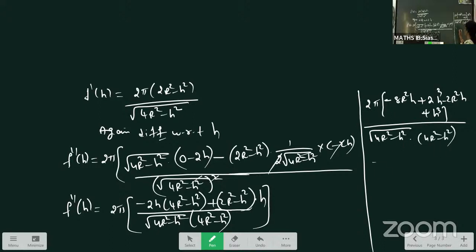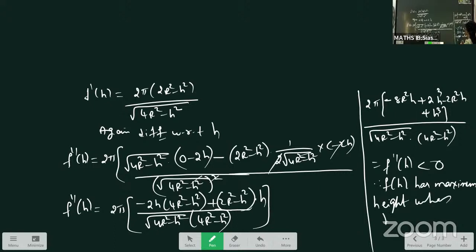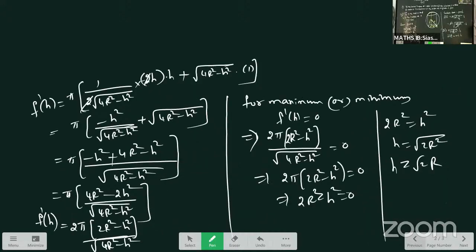However you do, we are getting the negative sign. So f double dash of h we are getting less than 0. So if it is less than 0, therefore f of h has maximum height when h is equals to root 2r. So like this, we have to do this.